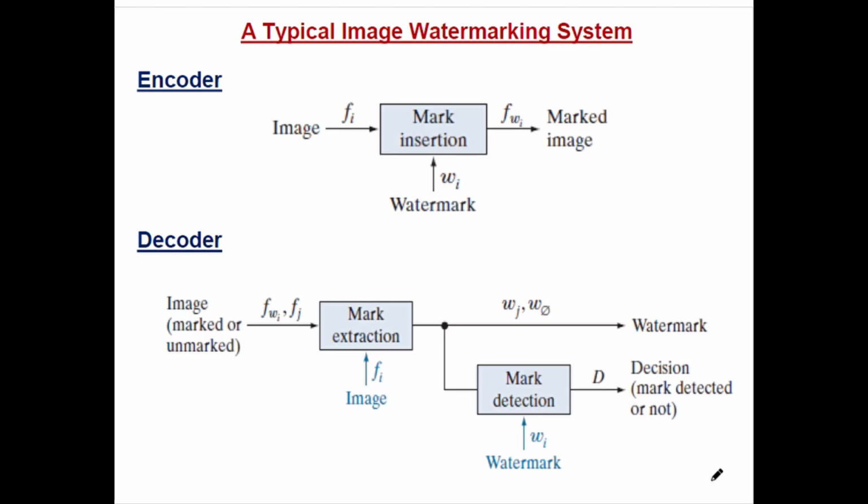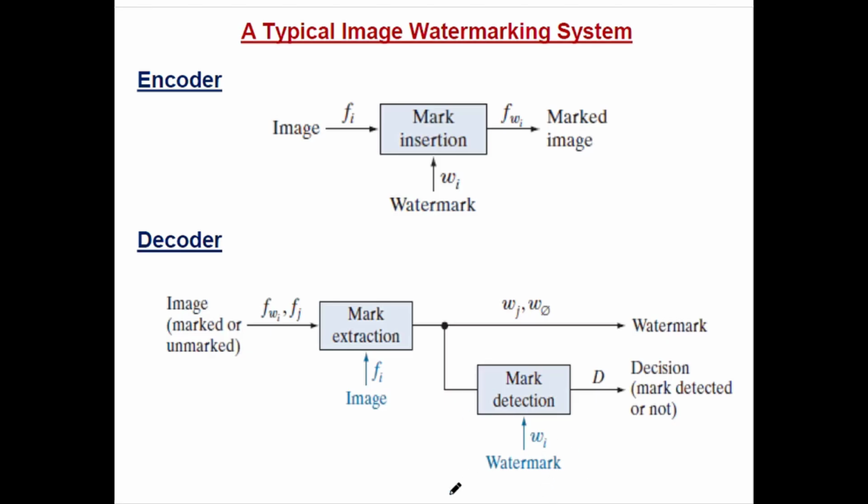This is about the encoder and decoder. The encoder simply includes the watermark in the original image, and the decoder extracts the watermark. To extract the watermark, first it checks whether the given input image contains any watermark or not. If there is no watermark, it results in W5. If there is a watermark, it results in Wj, meaning it extracts Wj. Then it has to compare whether this extracted Wj is the same as the original Wi. That is the reason mark detection exists.